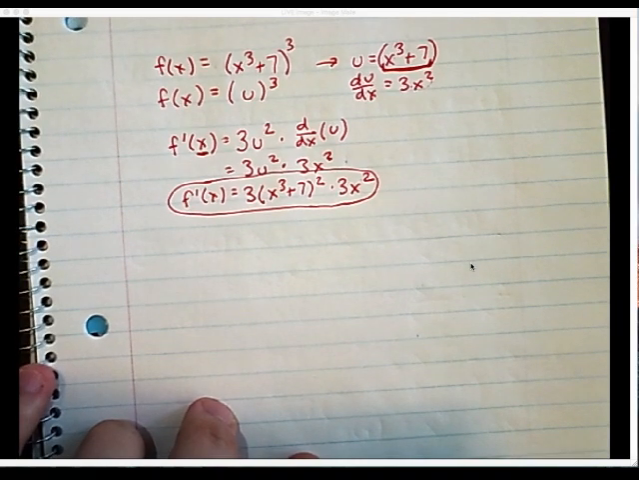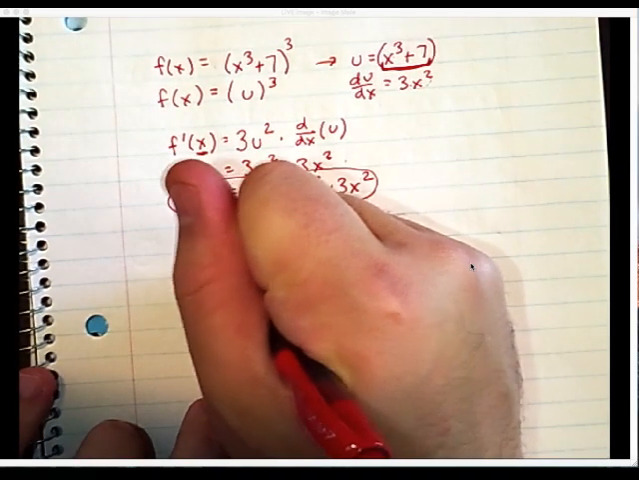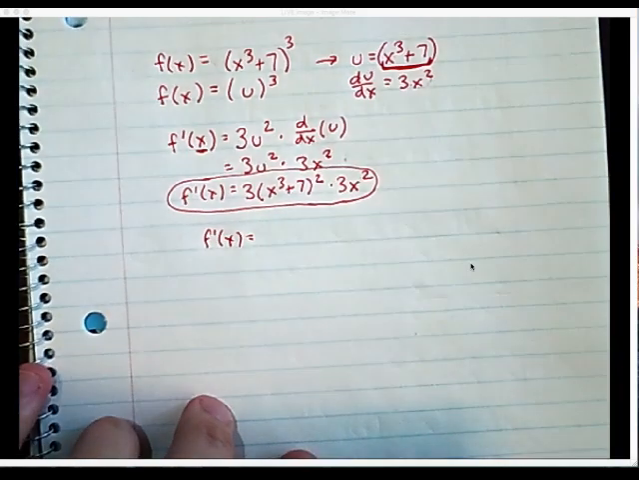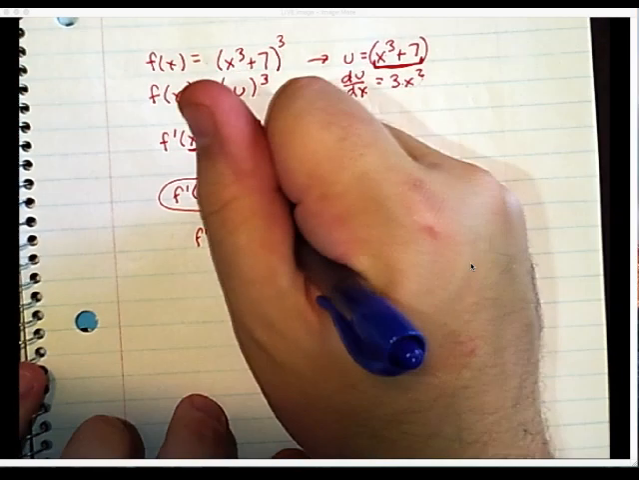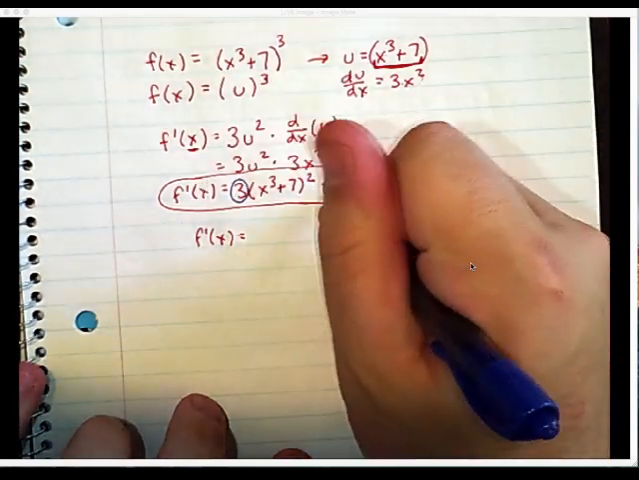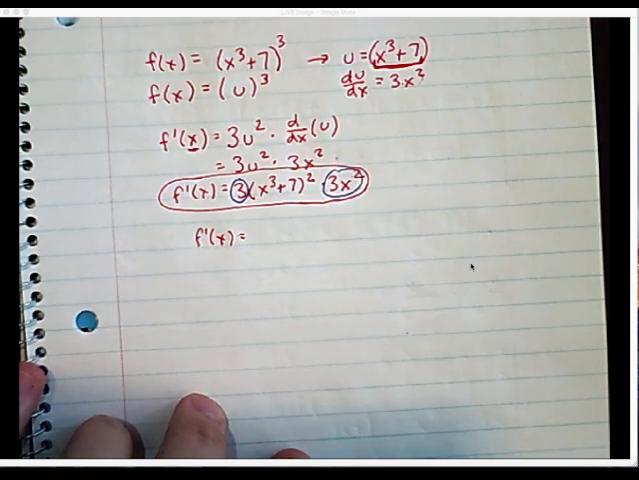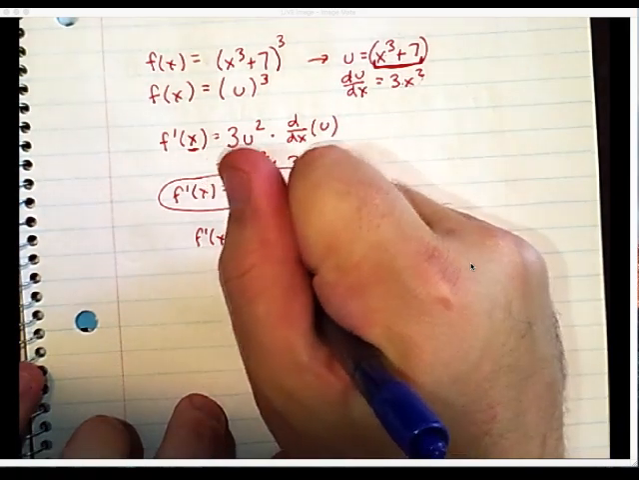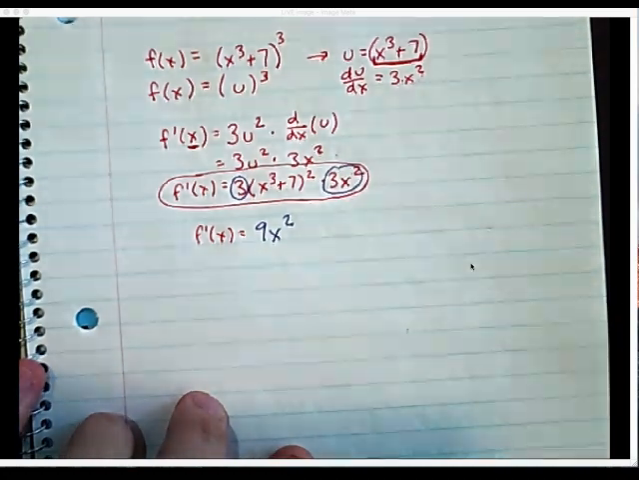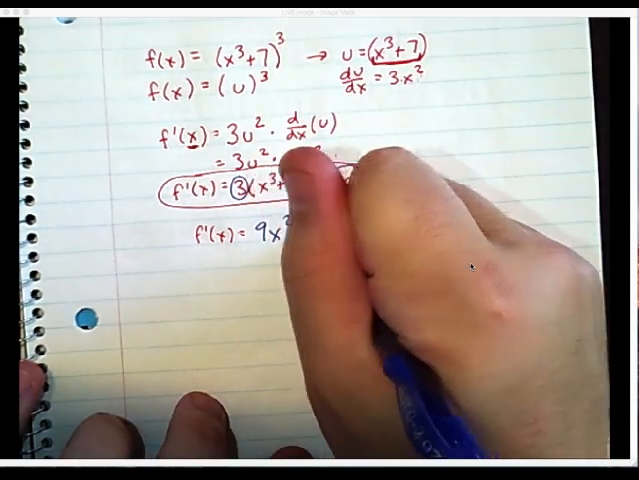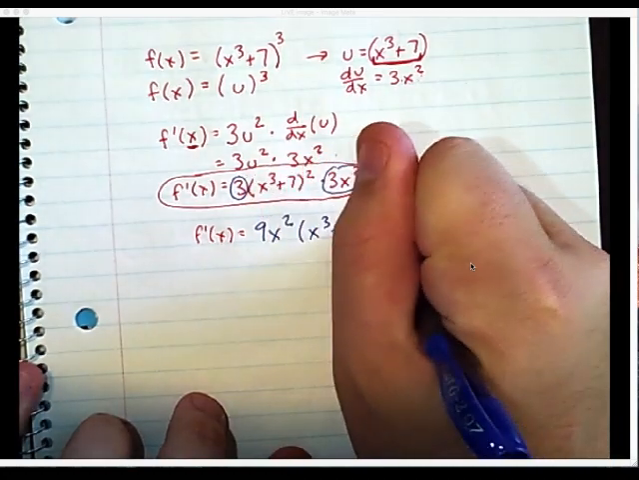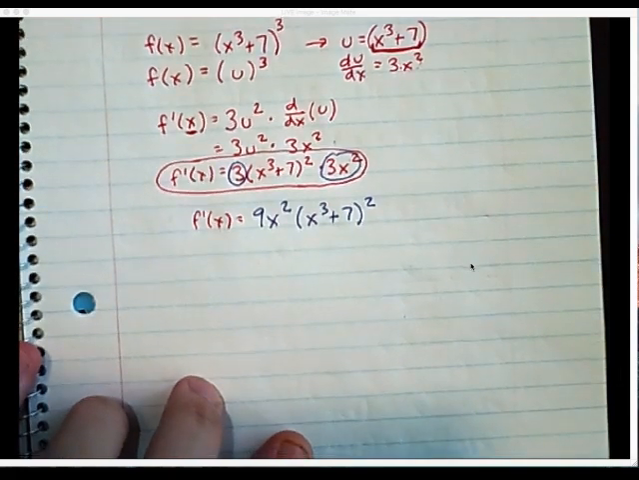And if you wanted to rewrite it a little bit nicer, remember with multiplication, it doesn't matter what order you do things in. I got a 3 there. I got a 3x squared here. I could multiply those things together first. So if I multiply those things, that would be 9x squared. And then I could write this (x cubed plus 7) quantity squared. And that's a better way to write it.